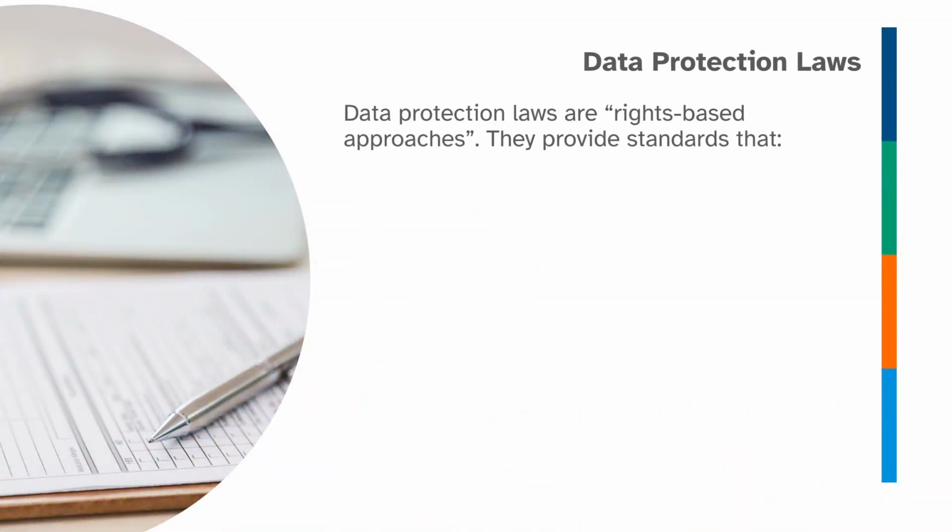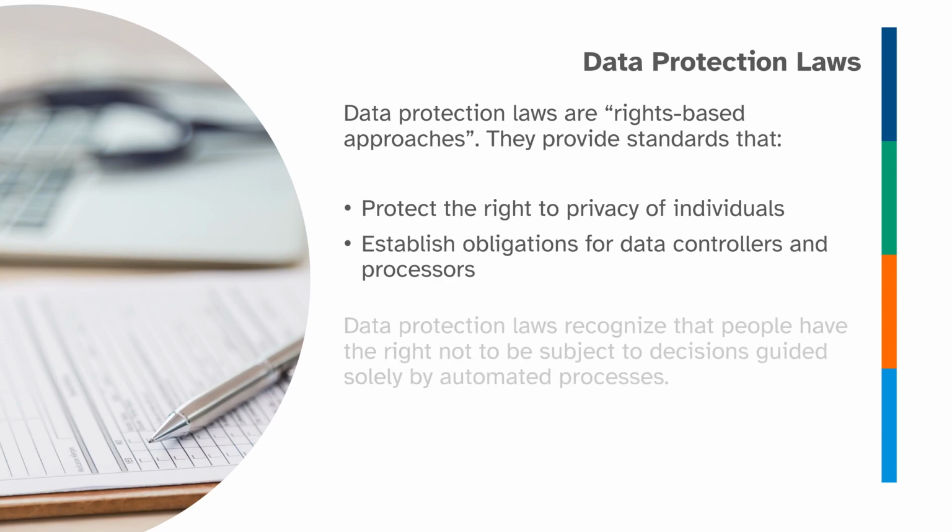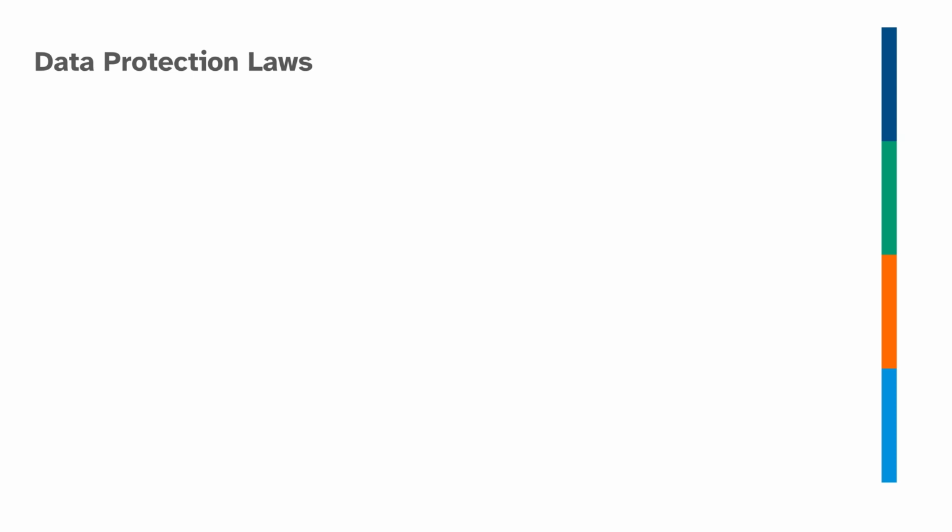Data protection laws. Data protection laws are rights-based approaches. They provide standards for regulating data processing that protect the right to privacy of individuals and establish obligations for data controllers and processors. Data protection laws also increasingly recognize that people have the right not to be subject to decisions guided solely by automated processes. More than 100 countries have enacted data protection laws.